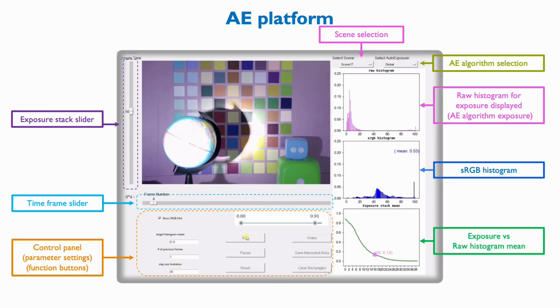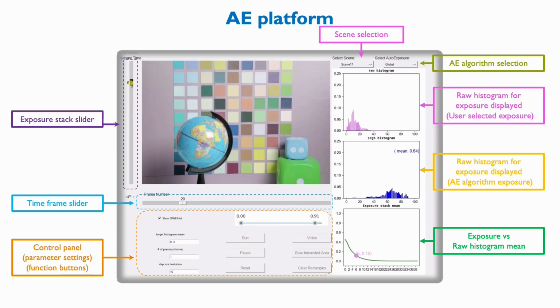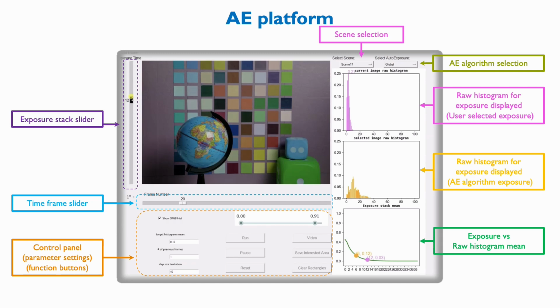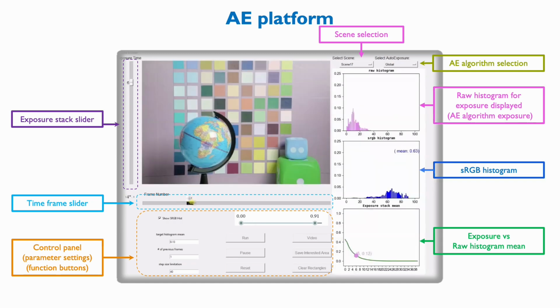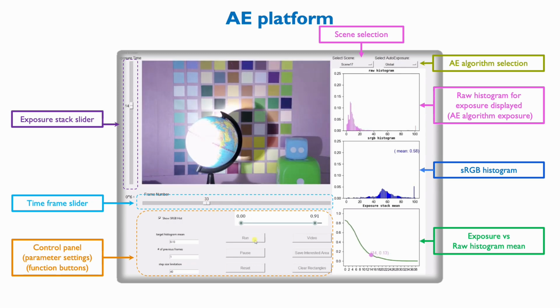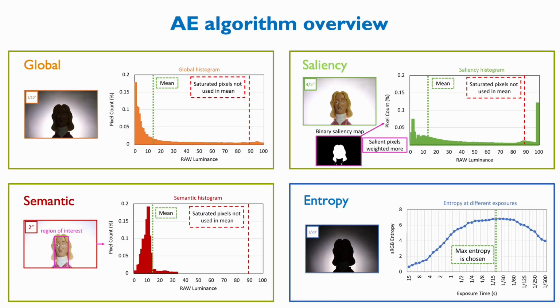We created an autoexposure platform that allows others to easily work with our dataset. This platform allows for simulation of different autoexposure algorithms on our dataset. Additionally, the platform can be used as a dataset explorer as it allows the data to be navigated over exposure and time dimension. We use our dataset to examine 4 different autoexposure algorithms: a global method, a saliency method that we propose, a semantic method, and an entropy method.